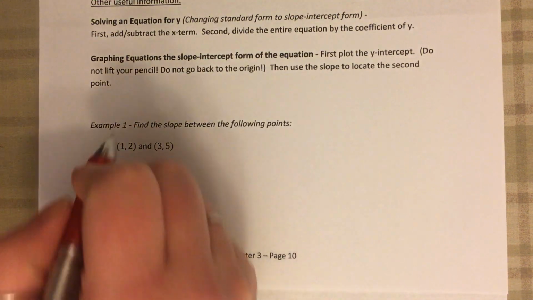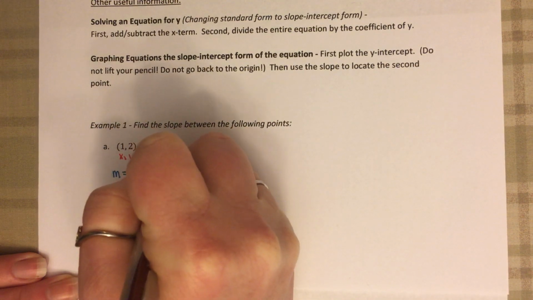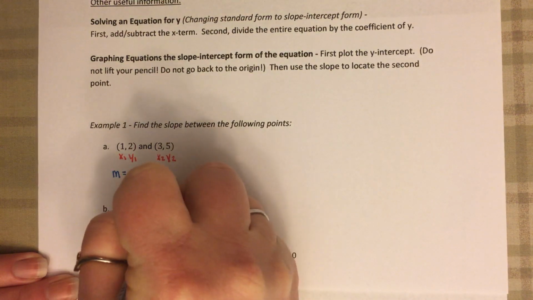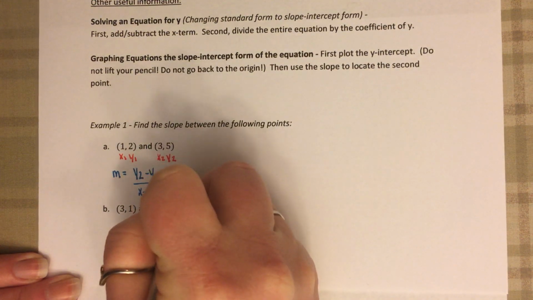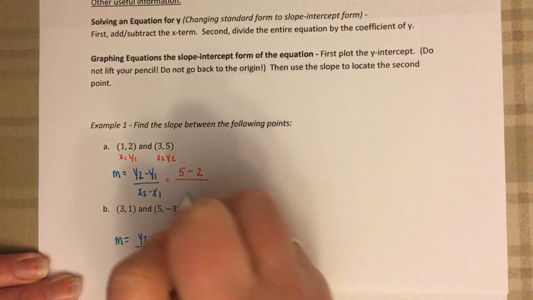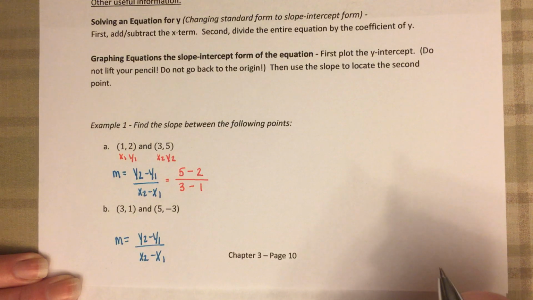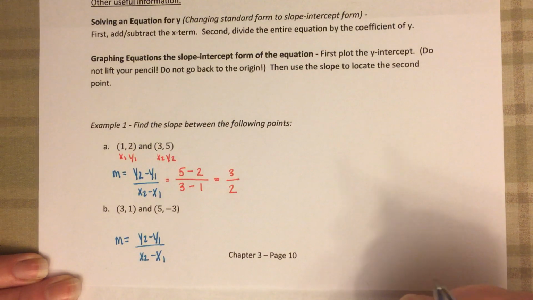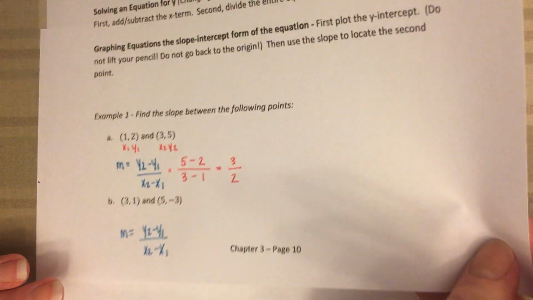So using this first ordered pair, this 1, 2 is our x1, y1, and this 3, 5 is our x2, y2. Right? X is always our first part of our ordered pair, y is always the second part of our ordered pair. If we go through and fill these numbers in then, right, our y2 is 5, minus y1 is 2, over x2 is 3, minus x1 is 1. Right, we go ahead and subtract. 5 minus 2 gives us 3. 3 minus 1 gives us 2. So our slope in this example is 3 over 2.